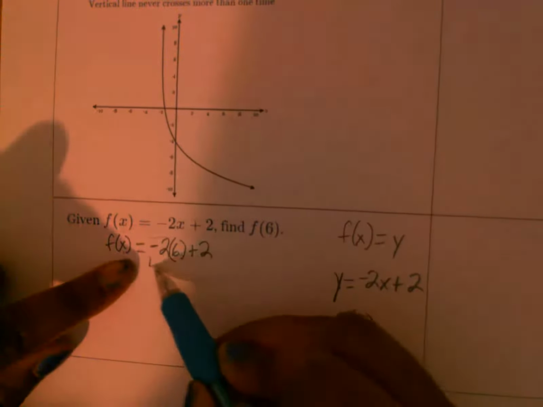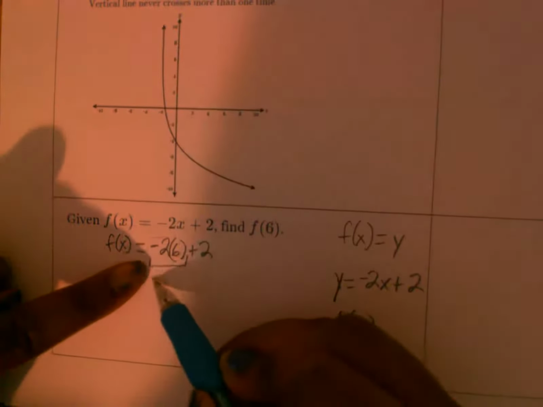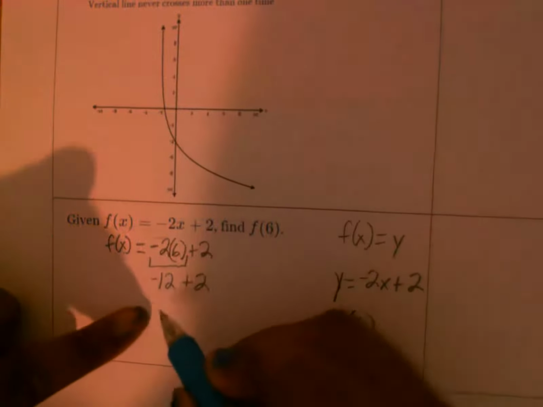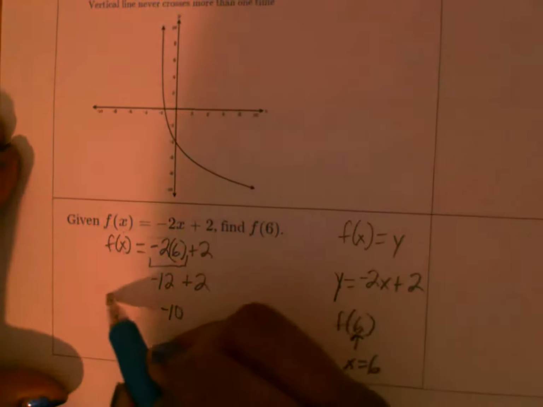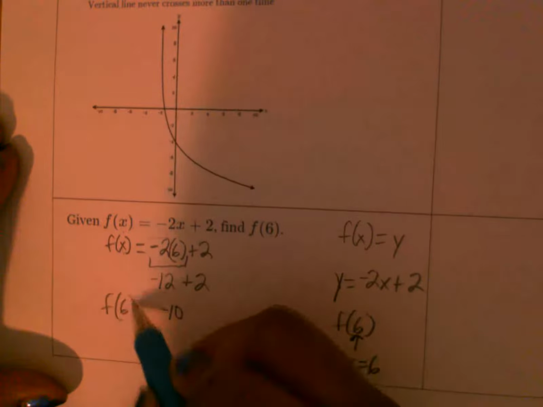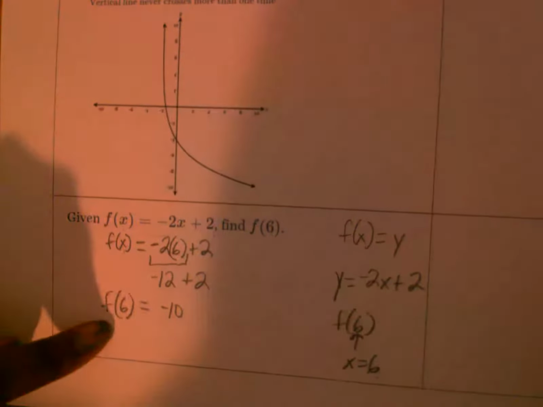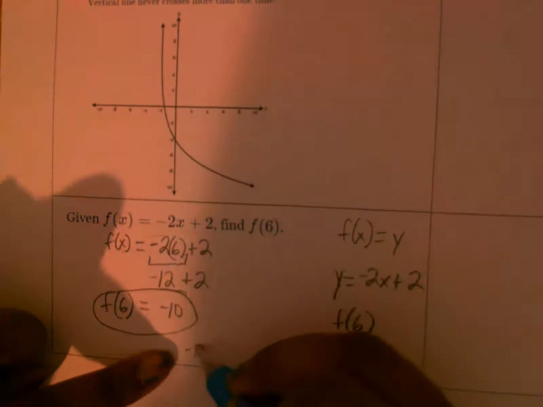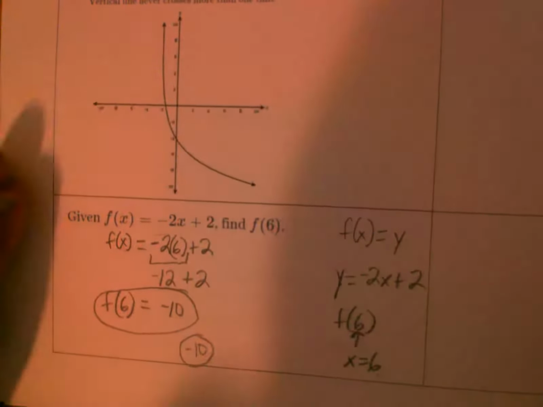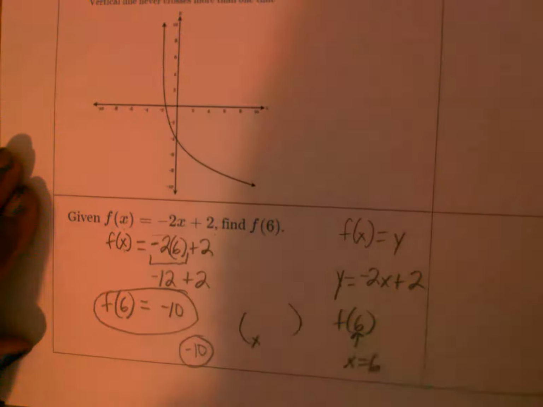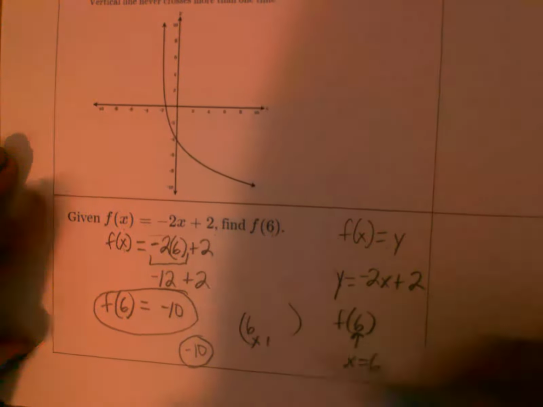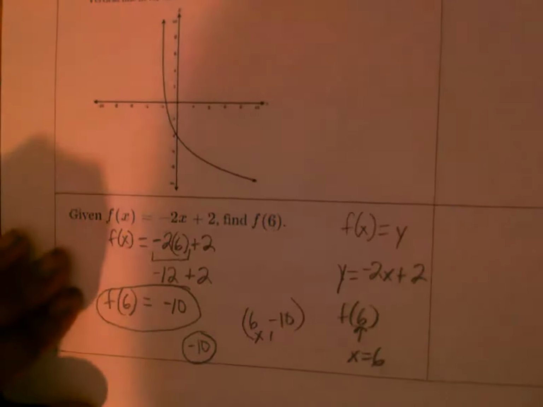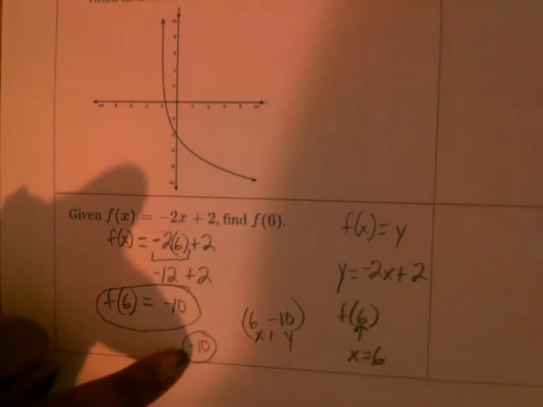Order of operations tells us to do this first. So this is going to be -12 plus 2. So my answer here is going to be -10. So my f of 6, when x is equal to 6, your y value is -10. So you're going to put an answer of -10. If they ever want you to write this as an ordered pair, your x value they give you is 6, and your y value is going to be -10. That's if they ever ask for an ordered pair. But this is the answer that you would type in.